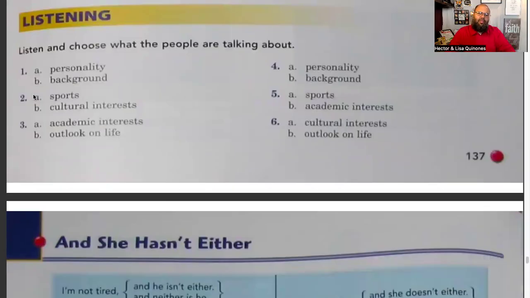Listening and personality. Here we go. Listen carefully to the listening section. Here we are. Number one. Here we go. Listen.